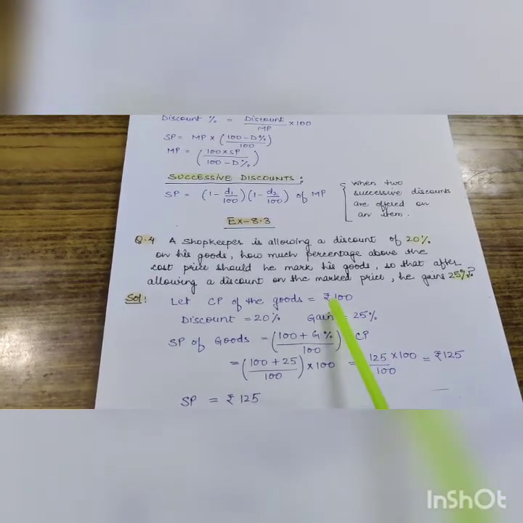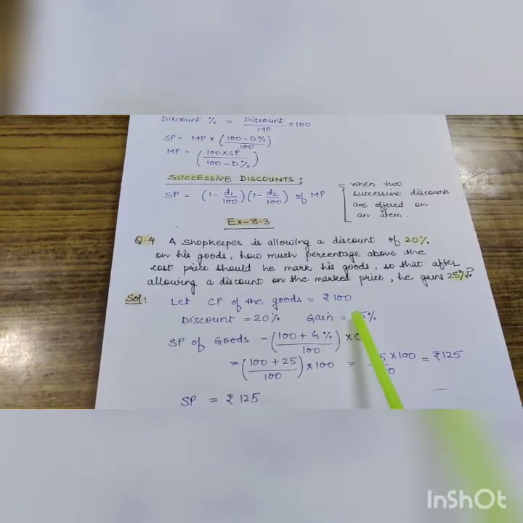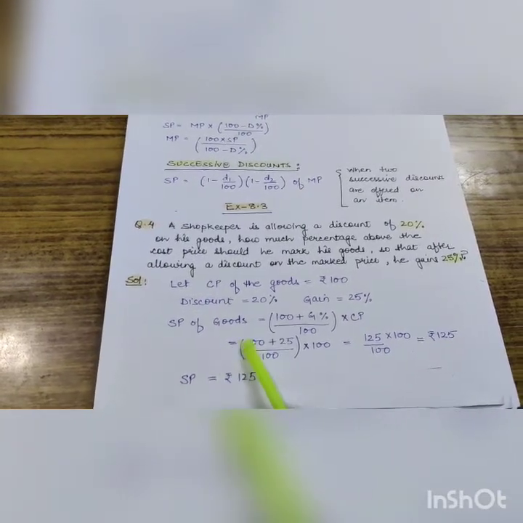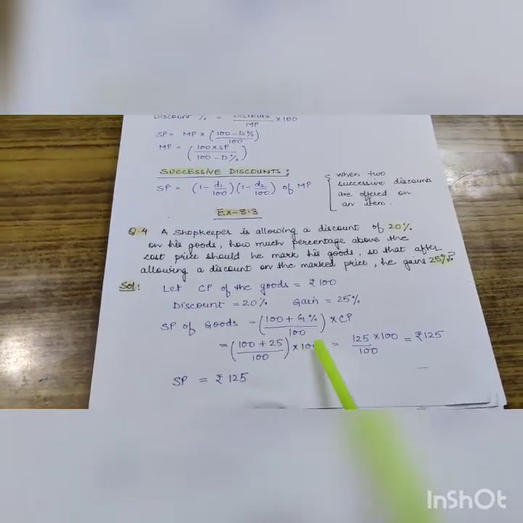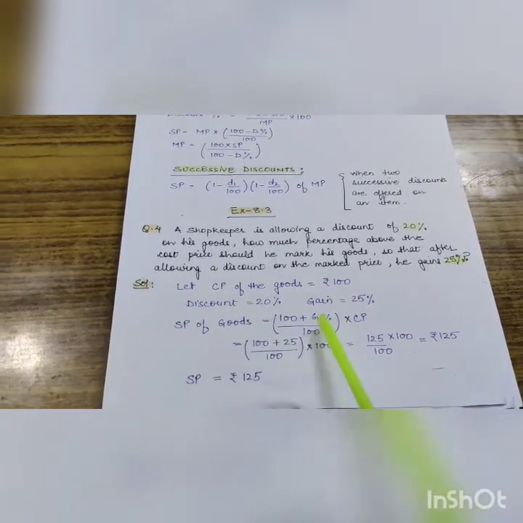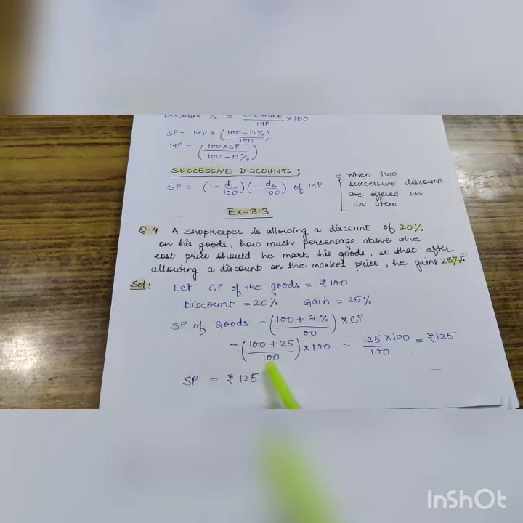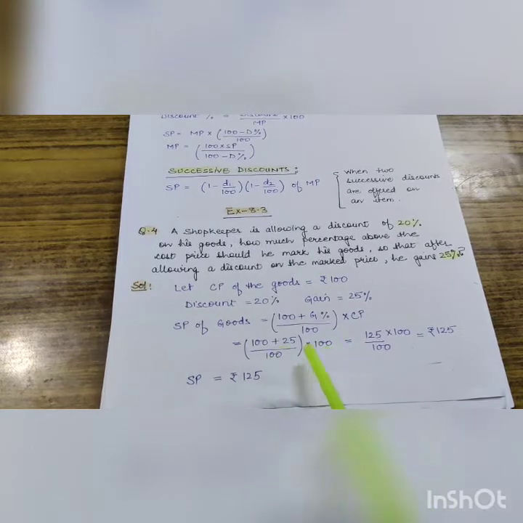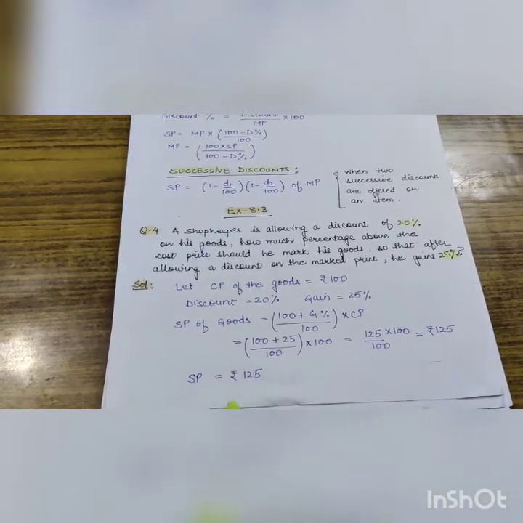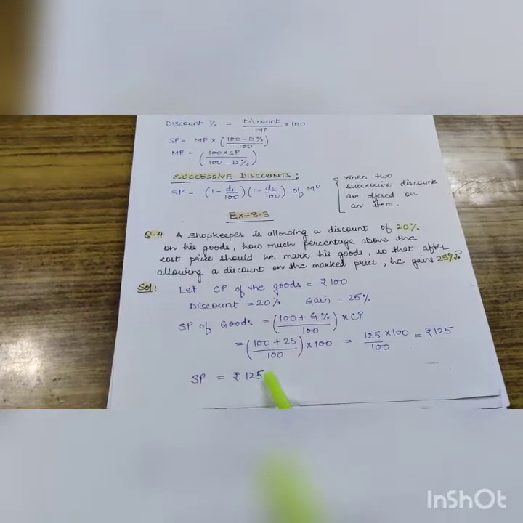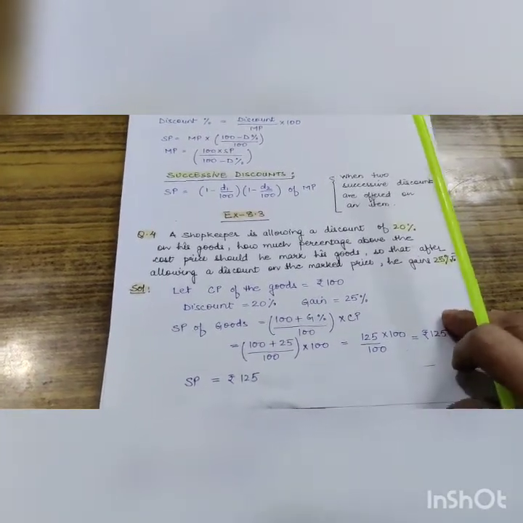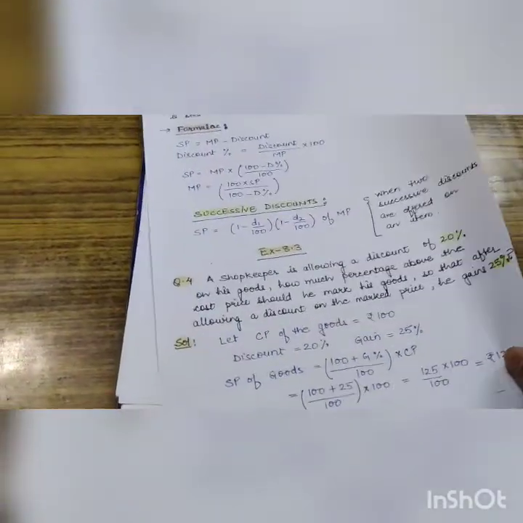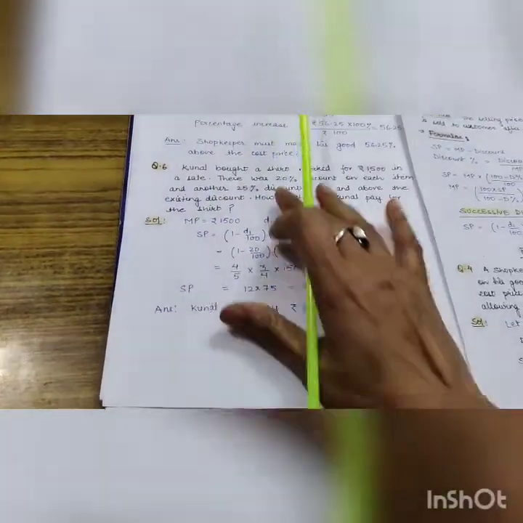So gain and CP of the article, using these two things, we are going to find out the selling price of the goods. So the selling price is equal to 100 plus gain percent upon 100 into the cost price. Just substitute the value over here. Gain percent is 25. 100 plus 25 upon 100 into the cost price is 100. Just cancel out 100 with 100. We have got 125 rupees. So the selling price of the article is 125. This is the selling price, and this is going to remain the same. Now we have to find out the marked price. Okay. So let's find out the marked price of the article now.